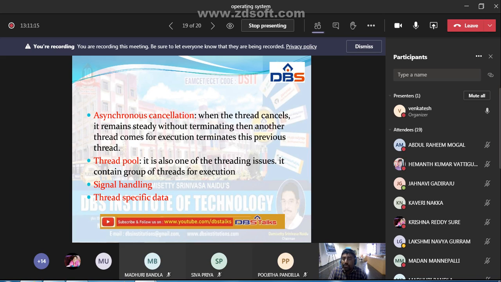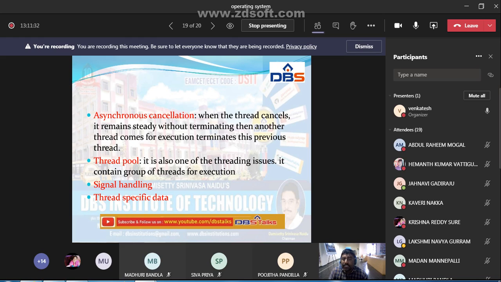So the next one is thread pool. Just now we have studied about the thread pool in implicit threading. It is also one of the threading issues. It contains a group of threads for execution. That means it is the area where we have multiple threads.